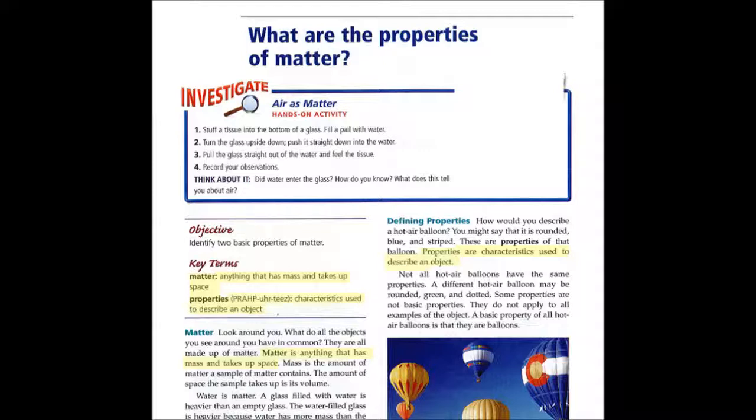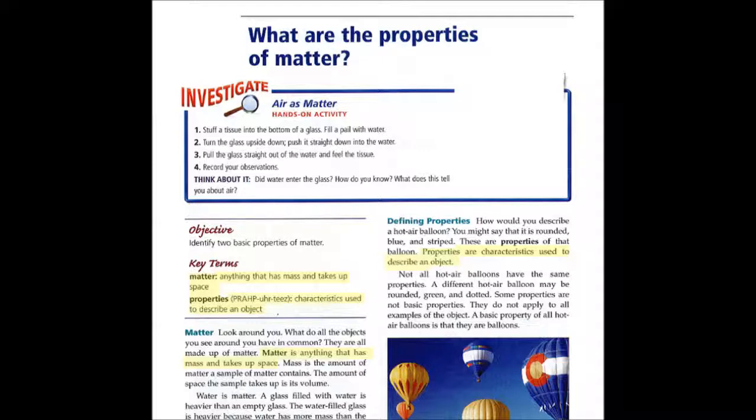Properties of matter. Mass and volume are basic properties of all matter. Mass is a measure of the amount of matter in an object. Volume is a measure of how much space matter takes up. Mass is measured in kilograms. Volume is measured in cubic units, such as cubic meters. A cubic meter is a cube that is 1 meter long on each side.